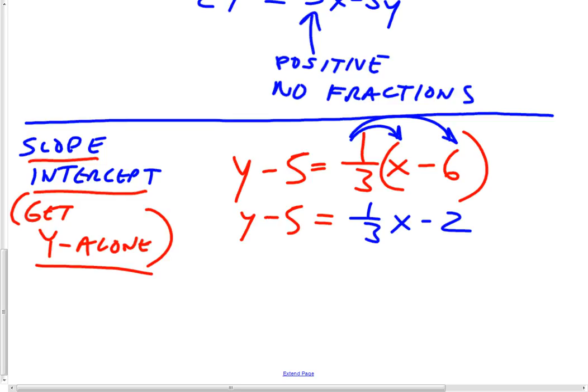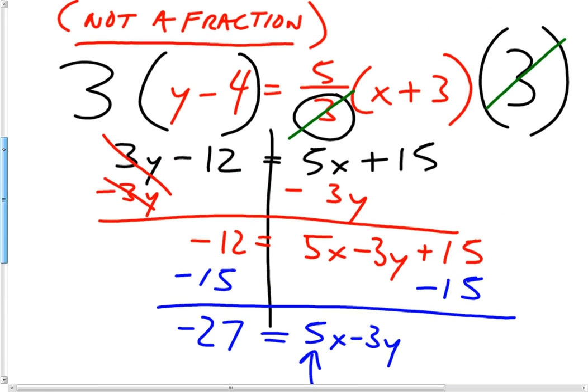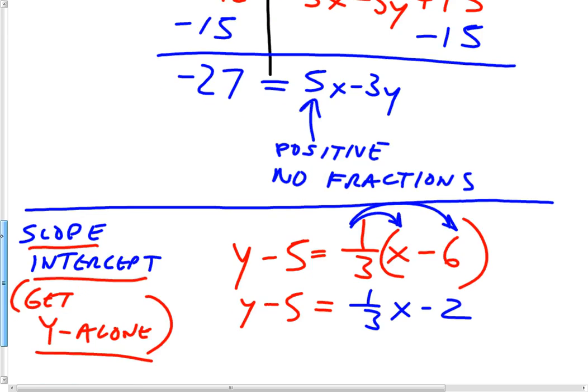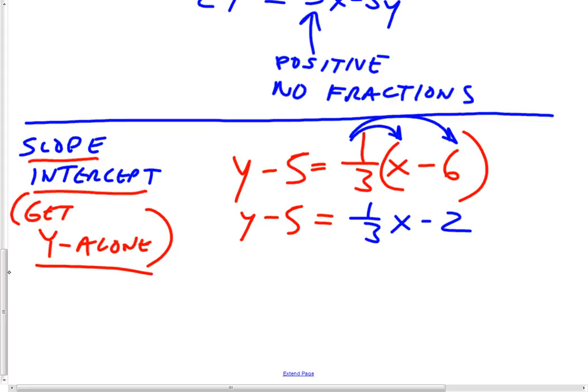Do I care about the fraction? Not for slope intercept. I only care about the fraction when I'm doing the standard form. Here, do this. So what's left to get y alone? Subtract the 3. I want y alone. Plus 5. Notice where I'm putting it. I put it here. Gone.